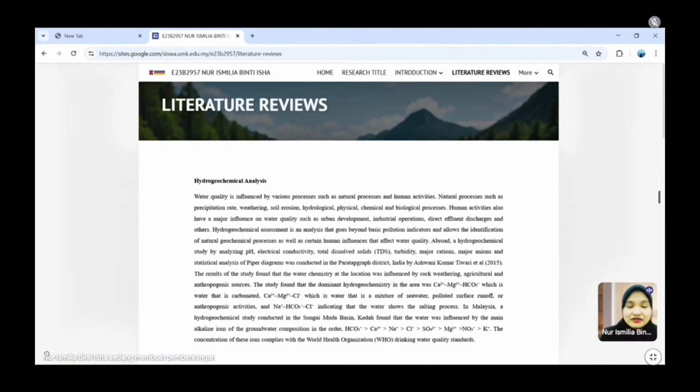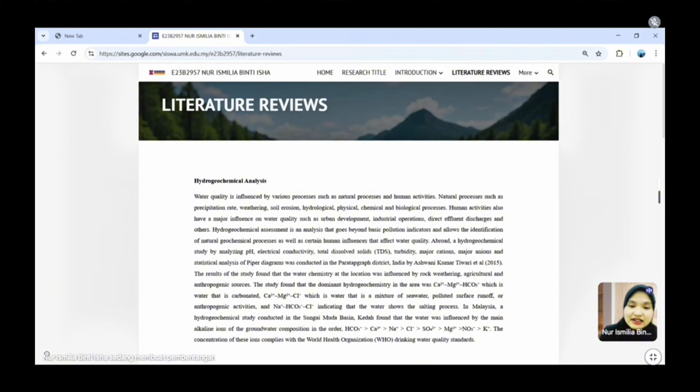In the literature review, there are two sections, namely hydrogeochemical analysis and water quality status in Malaysia and especially the state of Perlis. Water quality is influenced by both natural processes such as weathering and human activities, including urban development and industrial emissions. Hydrogeochemical assessment is a powerful tool, going beyond basic indicators to understand these influences.